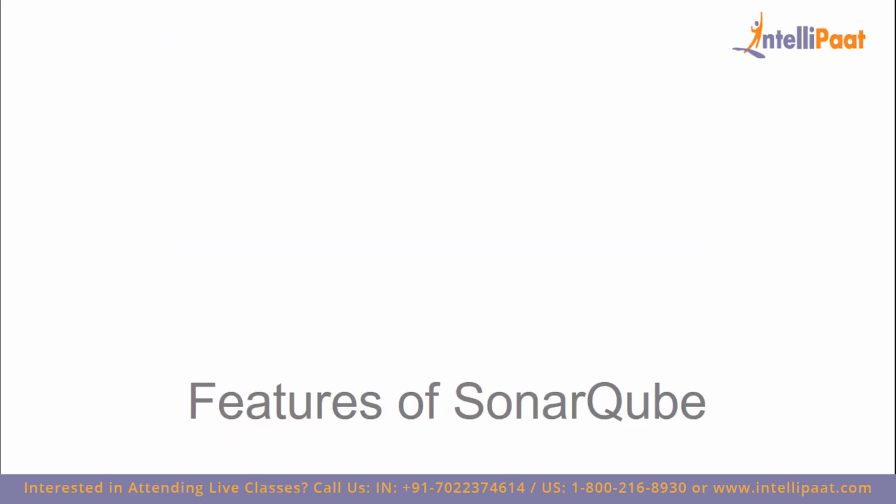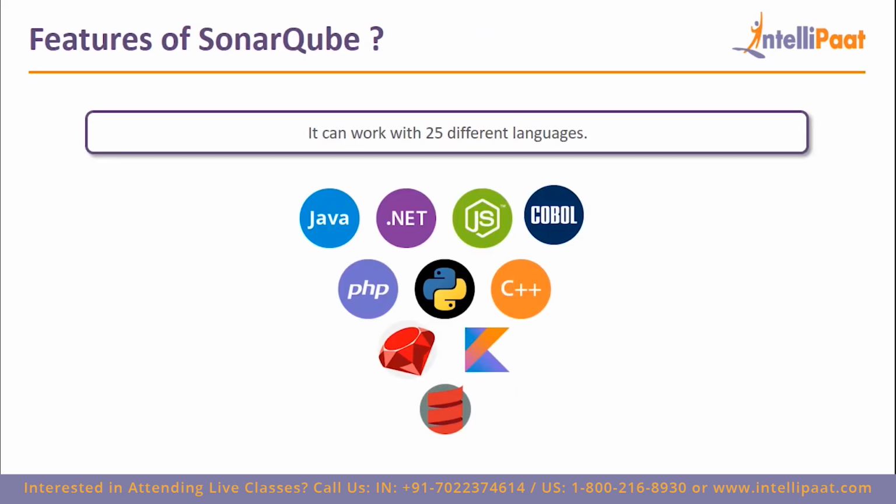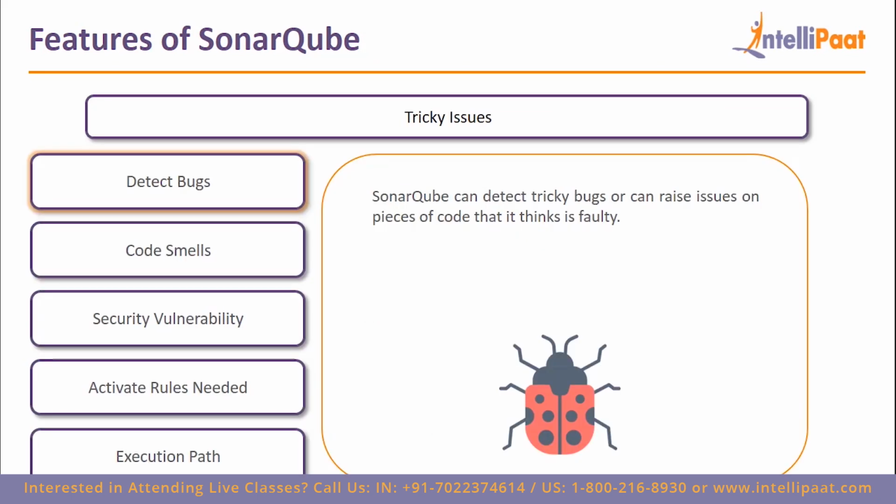Now let's discuss what the features of SonarQube are. It can work with 25 different languages. As you can see in the examples given here, it can work with Java, .NET, JS, Cobol, PHP, Python, C++, Ruby, Kotlin, and Scala. One of the features of SonarQube is to identify tricky issues, and there can be many different types of tricky issues, and we will go through them here.